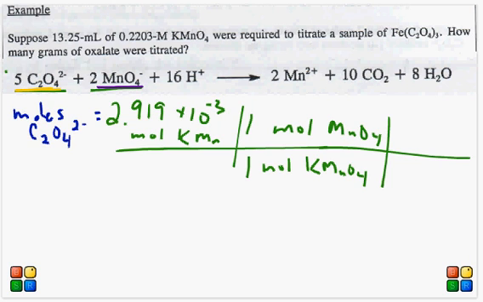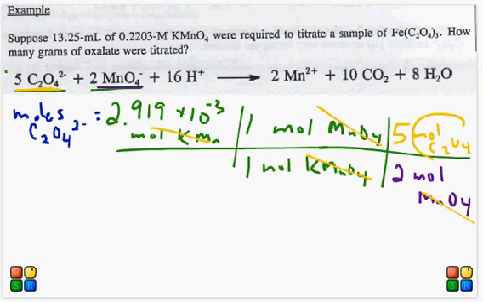So you multiply by 2 moles of MnO4 to 5 moles of oxalate, C2O4, to get the molar value of your oxalate. Again, you see the moles of potassium permanganate cancel out, the moles of the permanganate ion cancel out, and you get moles of C2O4. That answer will be 7.297 times 10 to the negative third moles.